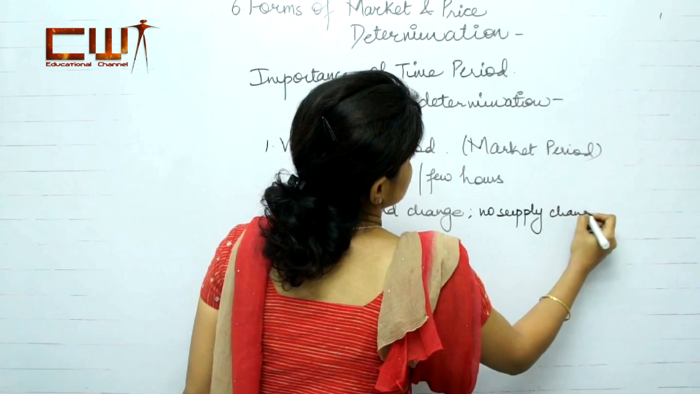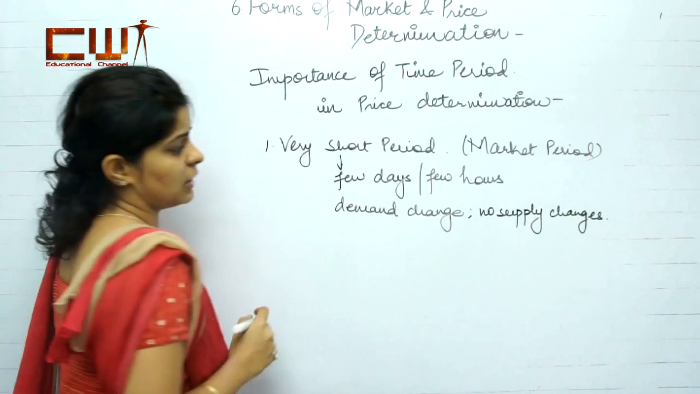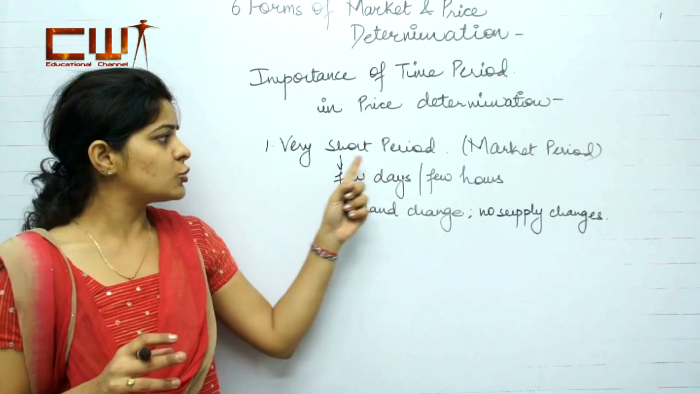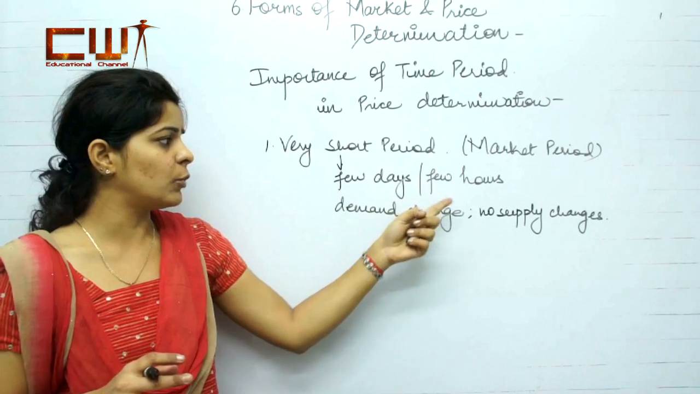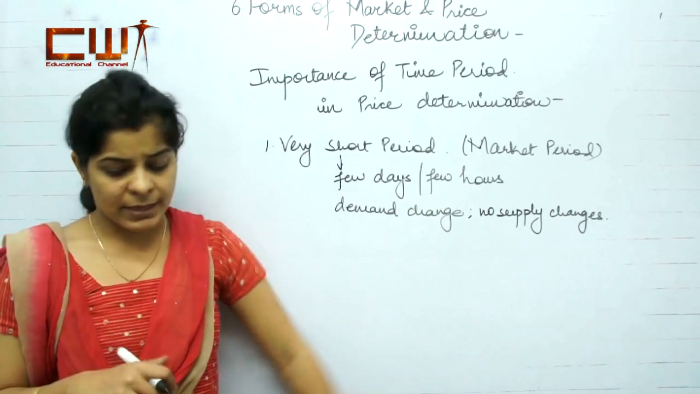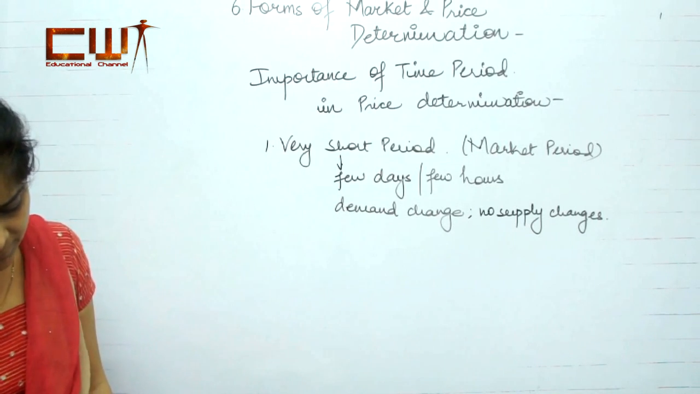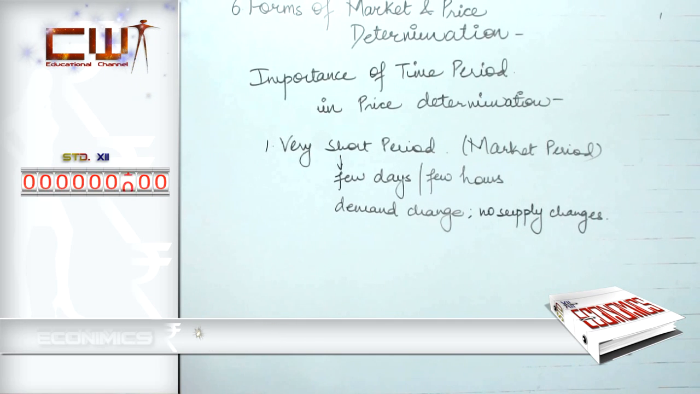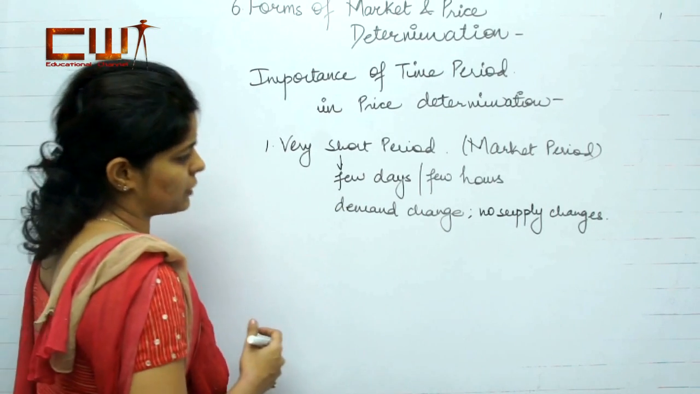You cannot change the supply. Whatever goods you have produced, you will supply only that in the market. So the very short period exists only for a few days or a few hours. Demand increases or decreases, but there can be no change in the supply. There is not much time to increase the supply, so supply remains perfectly inelastic. Inelastic means there is no change in the supply. The price depends on the quantity demanded. Basically, it's for perishable goods.